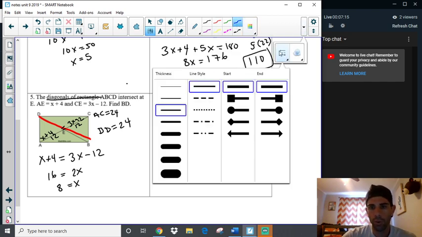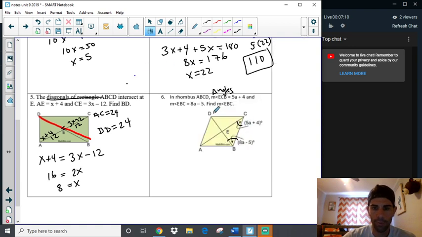What are my rules for a rhombus? All my sides are congruent. Let's talk about angles. Now, these two diagonals bisect. That is a super important rule of the rhombus. They bisect and they are perpendicular, which means it's 90.